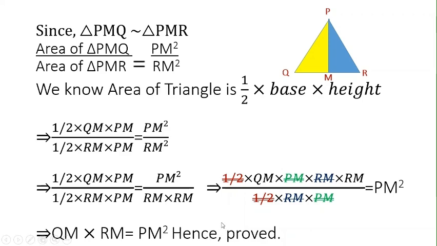Here we have used the two similar triangles criteria, as well as the property that a perpendicular drawn to the hypotenuse makes a right angle triangle into two similar triangles. These two properties are used to solve the problem. Are you able to understand? Hope you have understood. Thank you.